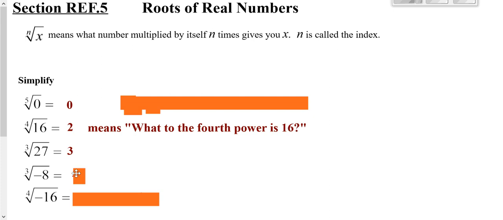Here we have the cube root of negative 8, which means what number multiplied by itself 3 times gives you negative 8, and that would be a negative 2, because the negative 2 times the negative 2 is positive 4, times the third negative 2 is negative 8.